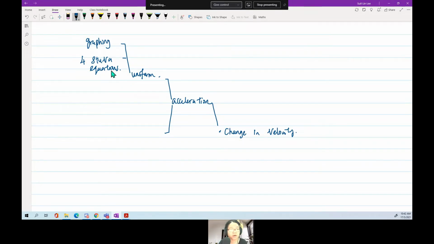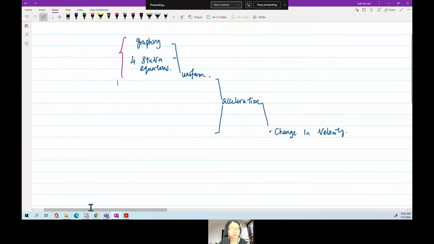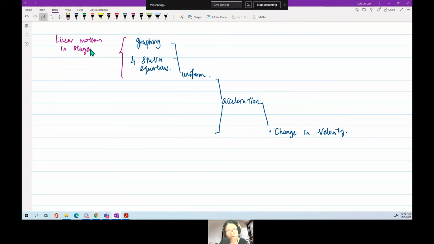List out the Ch2-5. Okay, and it also goes without saying that we will then apply this. The application is on free fall, classical, either graphing. So I will call this linear motion in stages. It can be anything, okay? Linear motion in stages. It can be free fall. It can be projectile. Projectile is actually 2-dimension free fall.